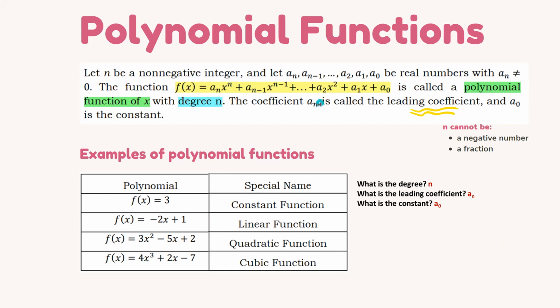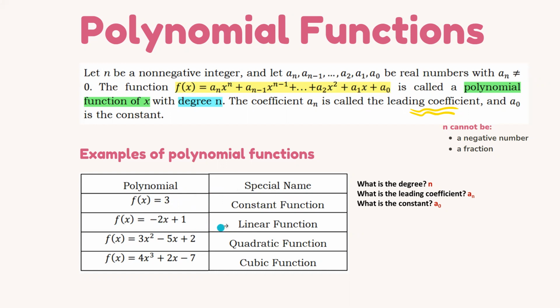The coefficient a sub n is the leading coefficient, the number beside the variable x where the degree is found. And a sub 0 is the constant, the number with no attached variable. So here are examples of polynomial functions. If the polynomial is just equal to a number, it is called a constant function.